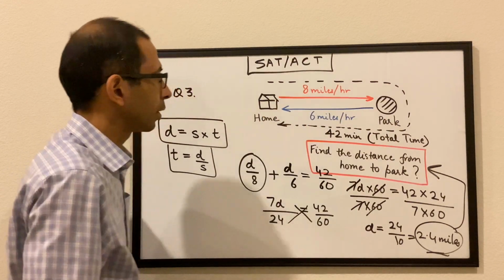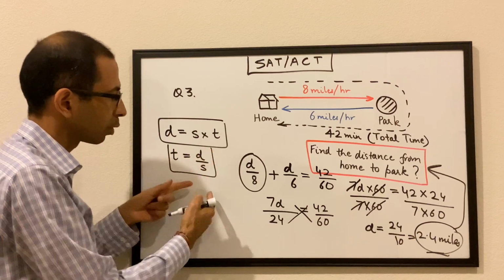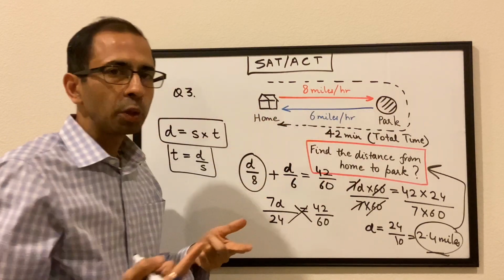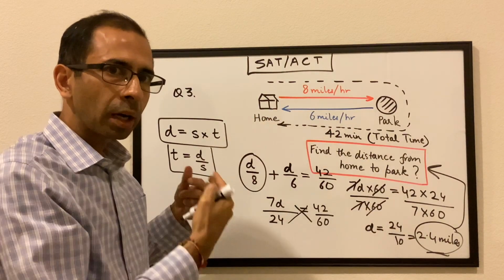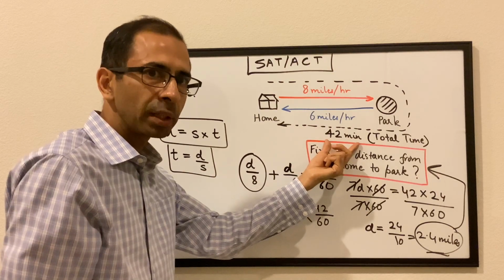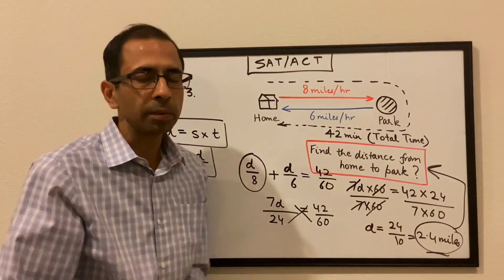Just to quickly reiterate, we know that the distance is speed times time, or time is distance over speed. We know the time taken by Jack in going from home to park. We know the time taken by Jack in coming back from park to home. We added both the times because we know the total time is given as 42 minutes, or 42 over 60 hours. And then we solve this equation to get the value of d.